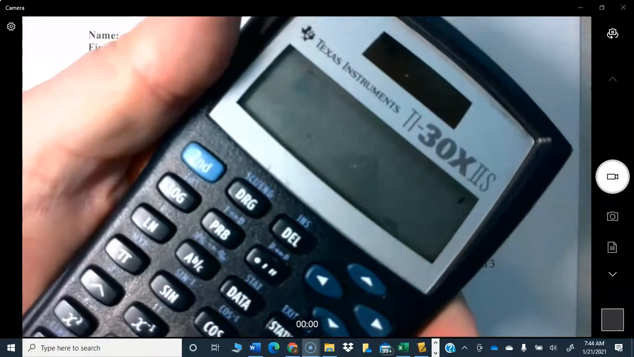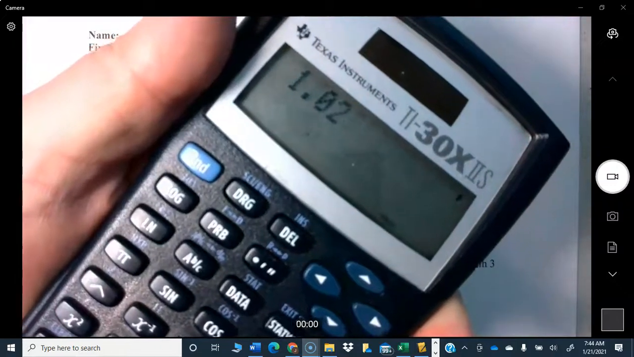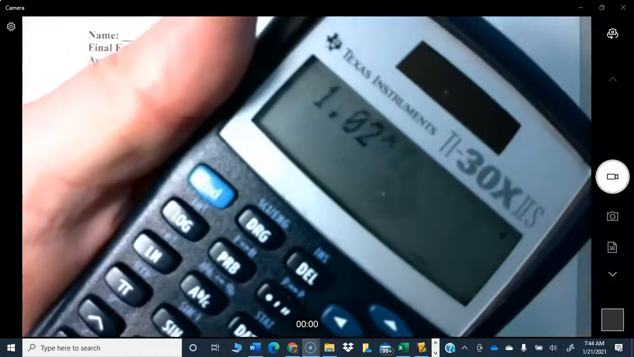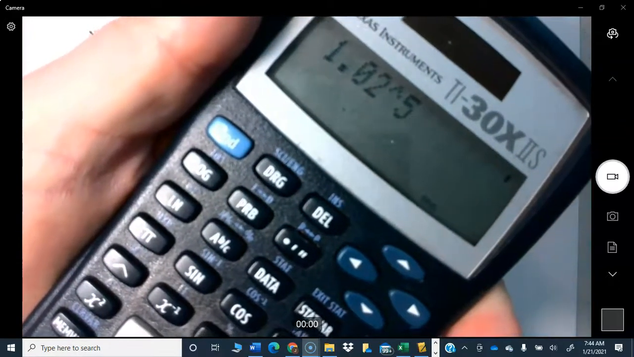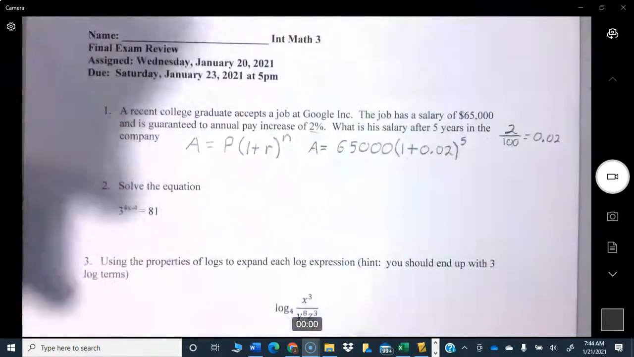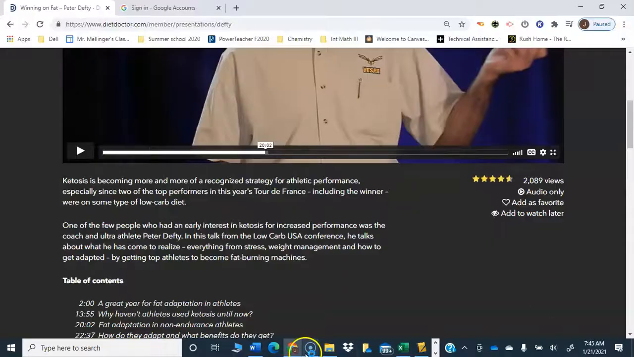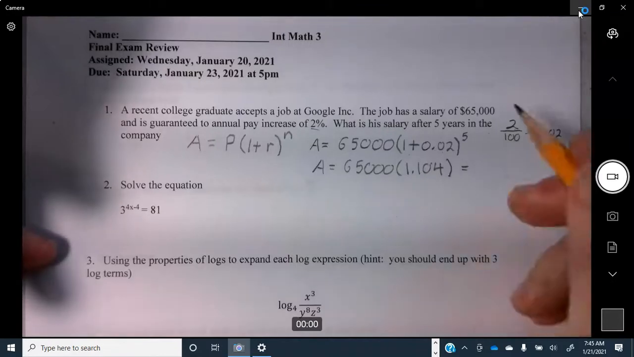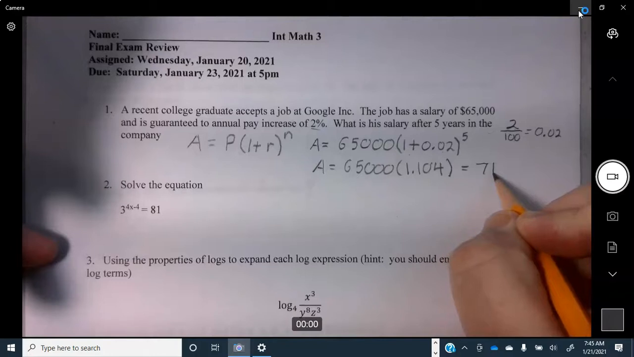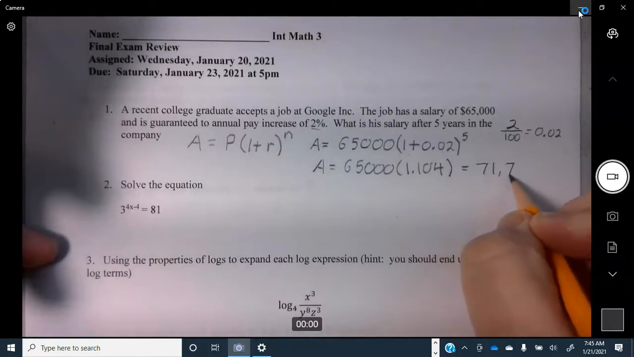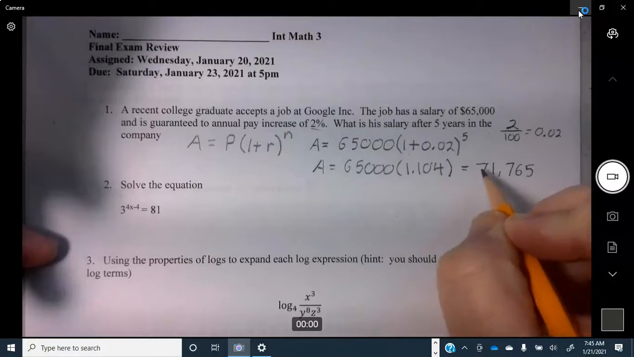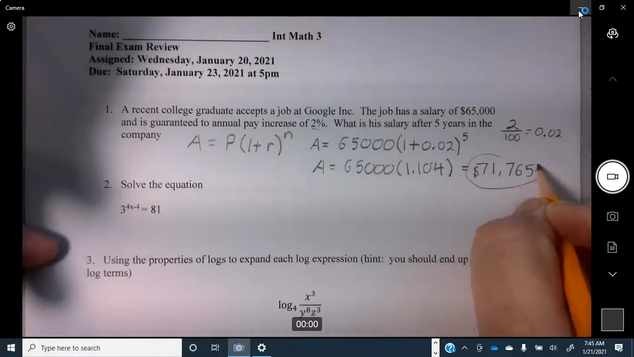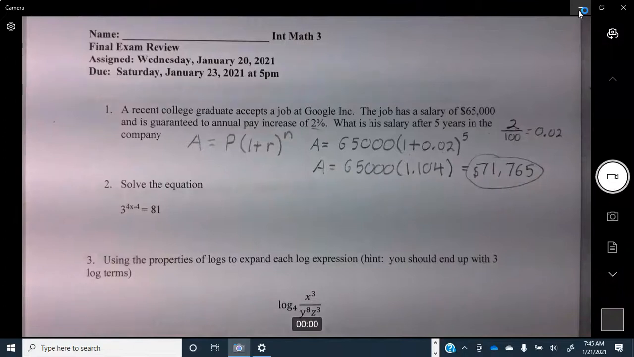So you take 1.02 and you caret, the little caret right there, you raise it to the 5th power and you get 1.104. Okay, and you multiply that times 65,000, and that gives us 71,765, and you don't have to put any pennies down, and that's dollars, and that's your final answer. Okay, so that is how you do that.